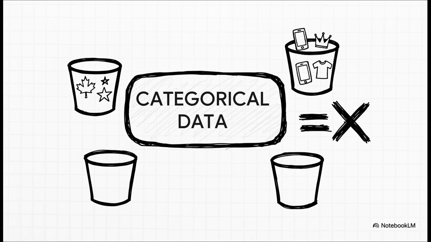For example, right? A product category like electronics isn't mathematically greater or less than apparel. And the country Canada doesn't have some kind of numerical relationship with the USA. They're just distinct, separate labels. And that, in a nutshell, is categorical data.